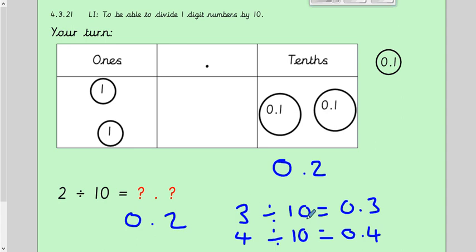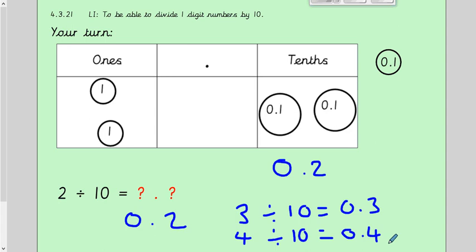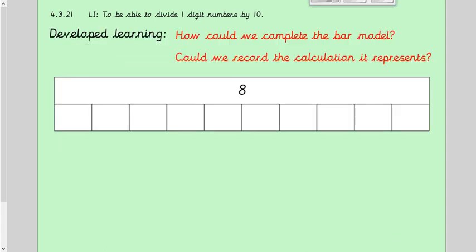You do 3 divided by 10, you just move the 3 into the tenths column, and that's essentially what you're doing. Okay, I've kind of spoken about how and why that happens, but essentially that is the way to do it. Moving on into our developed learning, I'm just going to look at a bar model to represent this as well. So how could we complete the bar model?